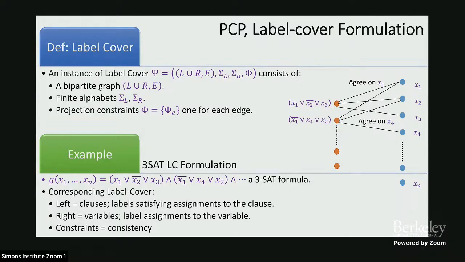So we're going to say that a label for this vertex is consistent with this if they give the same value to x1. And you can convince yourself that, from some high-level perspective, this label cover instance exactly captures the satisfiability of 3-SAT, the formula G. It's not exact. The value is not exactly the same, but it really captures it in spirit. So whenever I say label cover, you should really think of this sort of instance in mind, but the definition is more general.